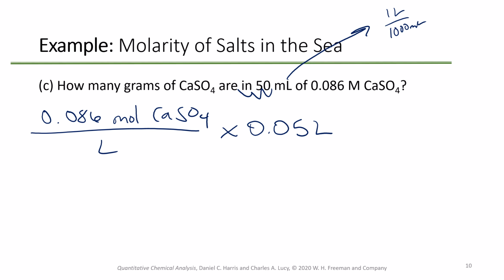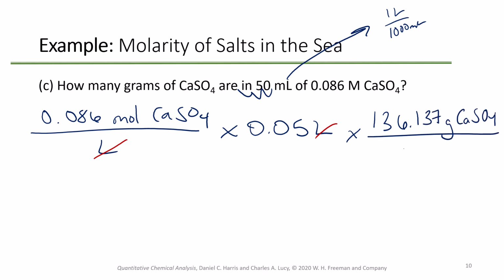Okay, now my liters are gone and I'm left with moles. To go from moles to grams, we need to multiply it by the molecular weight. And now the moles cancel. So our answer is going to be in just grams.